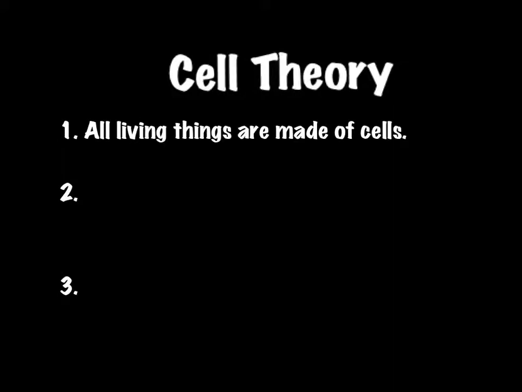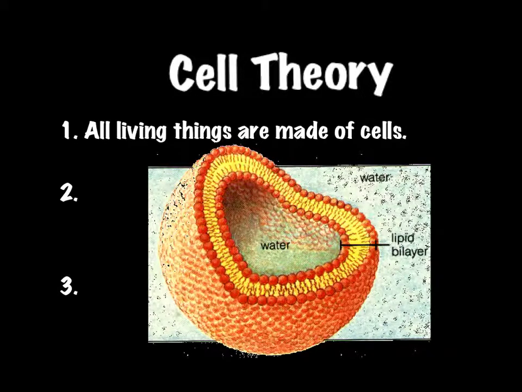Okay, let's start talking about cell theory. Cell theory has three parts to it. The first is that all living things are made of cells. In the simplest terms, a cell is nothing more than just a membrane-bound sac that contains water.